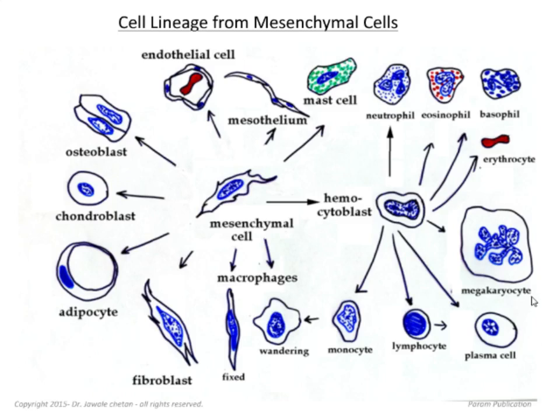Basically, the origin of connective tissue is mesenchymal cells, which form intermediate blast cells which then convert into bones, fat cells, fibers, blood cells, WBCs.